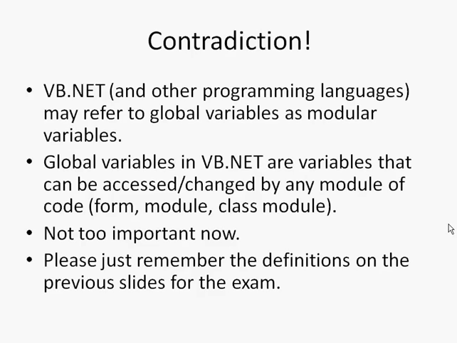There is a big contradiction between what the textbooks at A-level will tell you and what VB.NET requires in terms of global, local, and something called modular variables. So VB.NET and other programming languages may refer to global variables as modular variables, so it does start to get confusing. Global variables in VB.NET are variables that can be accessed or changed by any module of code, whether that be a form, a module, or a class module.